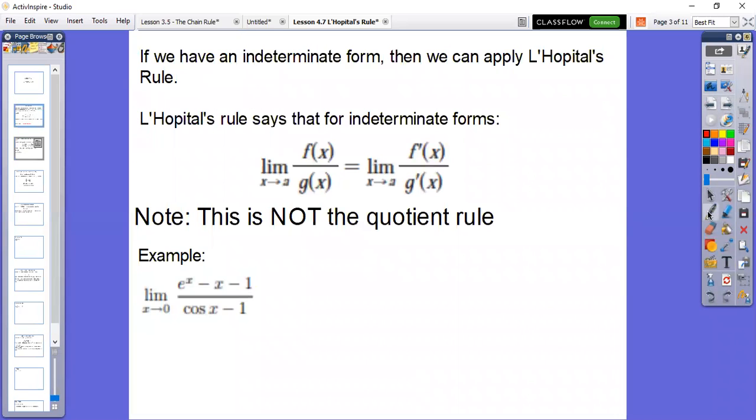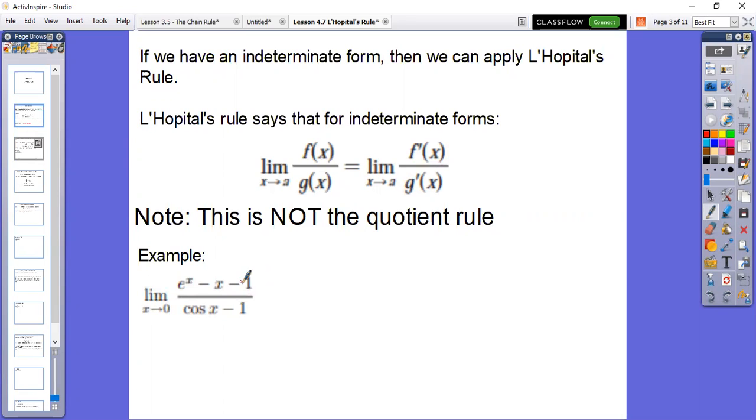So let's look at what L'Hopital's Rule is. What it says is that if I'm looking for the limit as x approaches a of some kind of quotient, f of x over g of x, then what I can do to find that limit is take the derivative of the numerator and the derivative of the denominator separately, and then take the limit of this quantity. So note, this is not the quotient rule. I'm not taking the derivative of the entire function. I'm taking the derivative of the numerator and the derivative of the denominator separately.